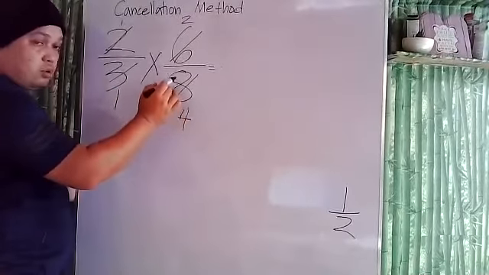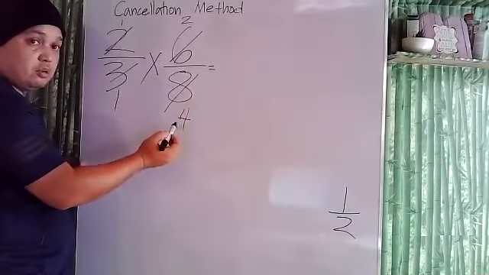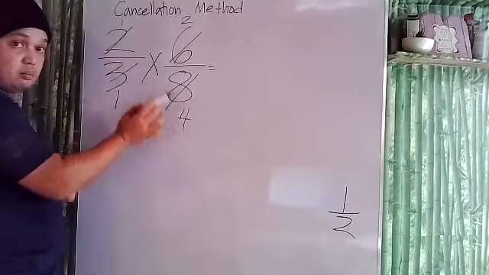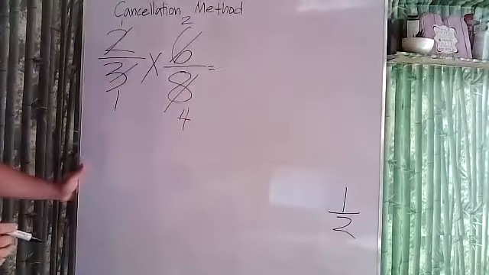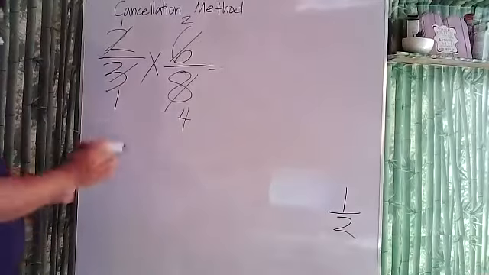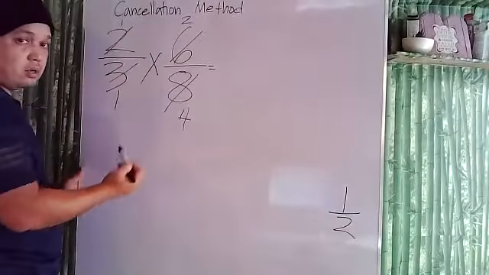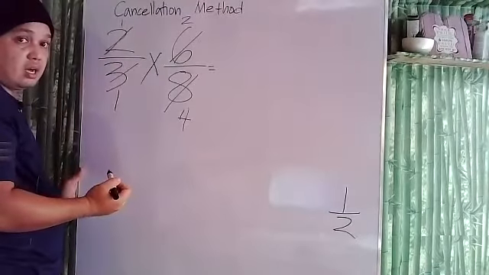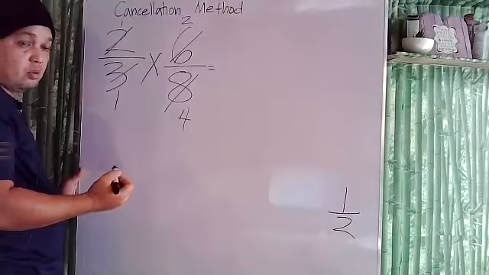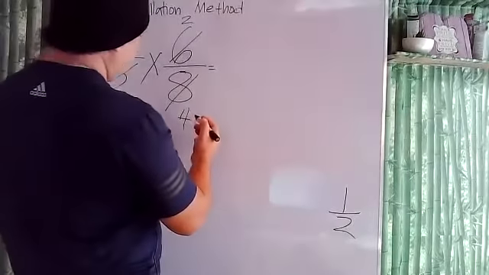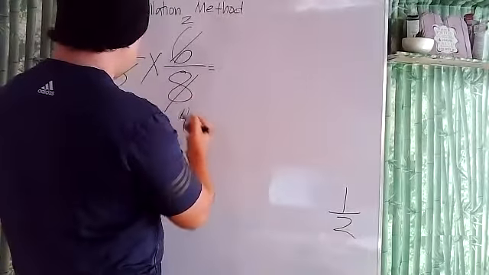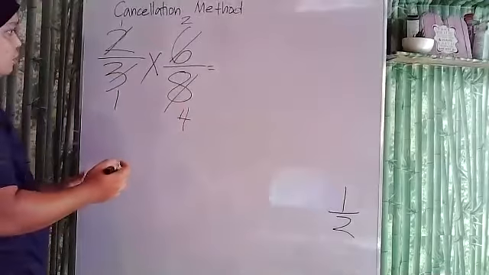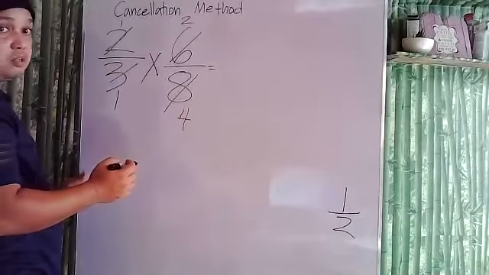So 8 here is no longer 8 but already 4 because we have cancelled them both. It's called the cancellation method. Now we have here 1, 2, and 4. 8 divided by 4. Okay? So let's multiply.